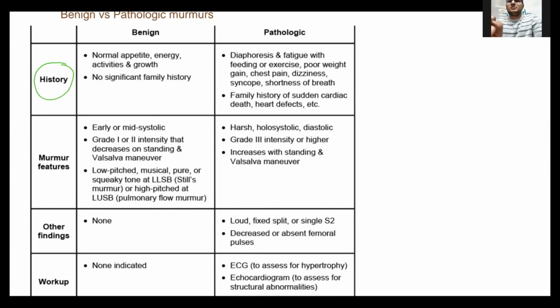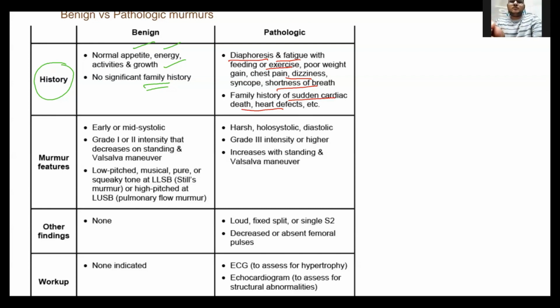When you take the history of the patient with benign murmurs, there will be no problems. There will be normal energy, normal appetite, normal activity, no family history, and no history of any disease. But when there are pathologic murmurs, there will be a history of some findings. What findings? Diaphoresis, fatigue, exercise intolerance, weight loss, dizziness, shortness of breath, and family history of sudden cardiac death. There must be a history. Whenever you find a pathologic history like dizziness or shortness of breath, always remember the murmur that can be appreciated is pathology.